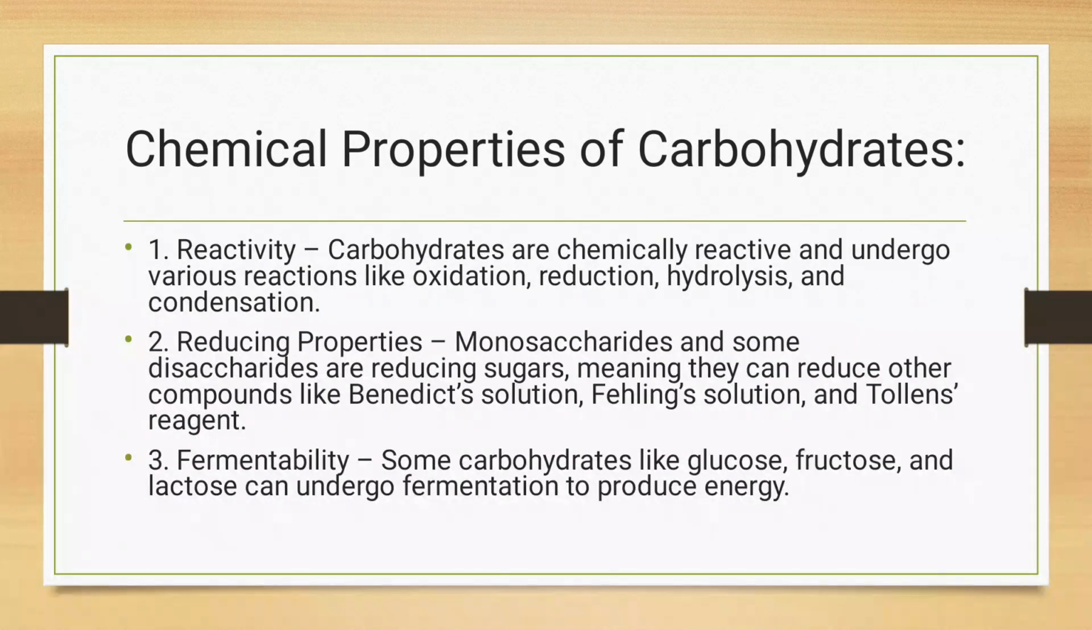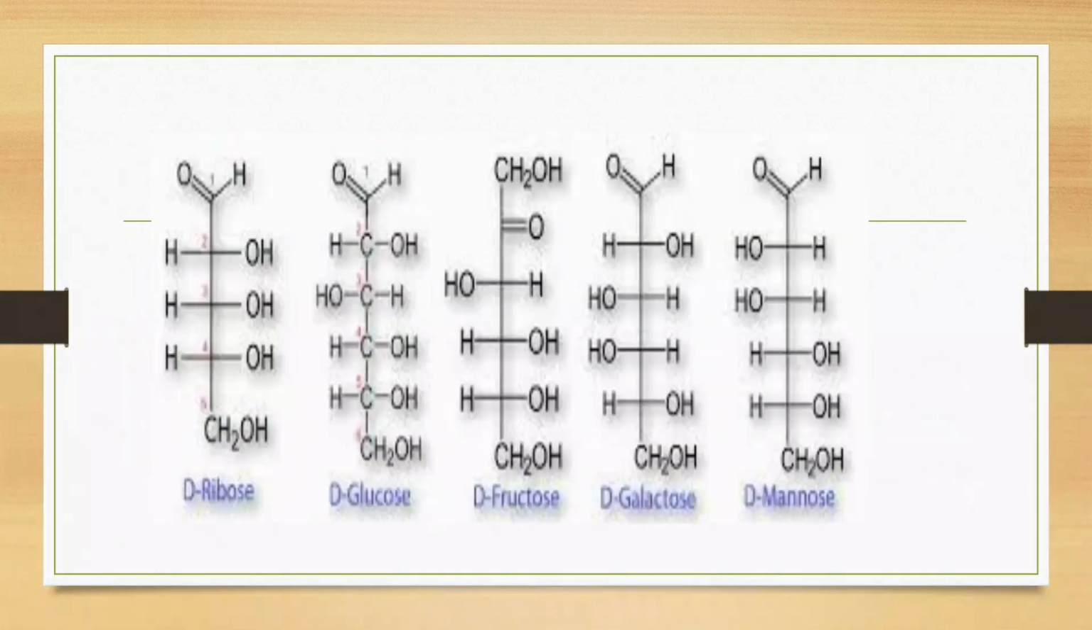Then chemical properties of carbohydrates. Chemical properties include oxidation, reduction, hydrolysis and condensation. Then reducing properties. Carbohydrates will reduce to simple sugar while reacting with Benedict solution, Fehling solution and Tollens reagent. Some carbohydrates like glucose, fructose and lactose will undergo fermentation to produce energy.